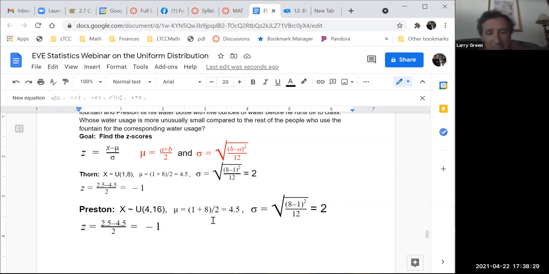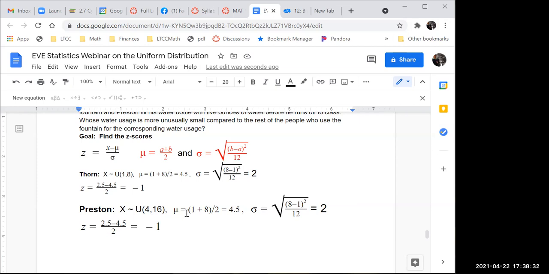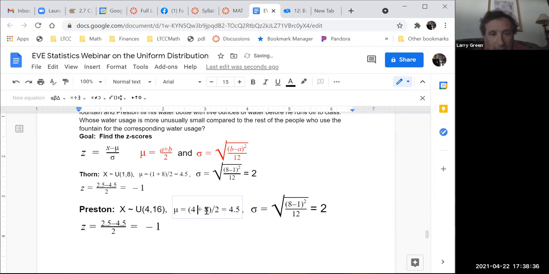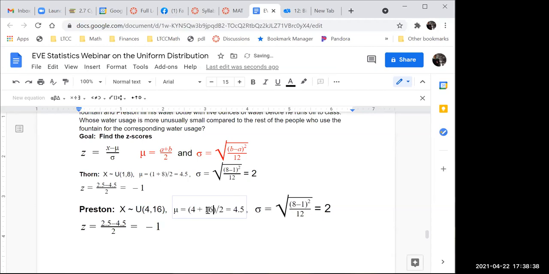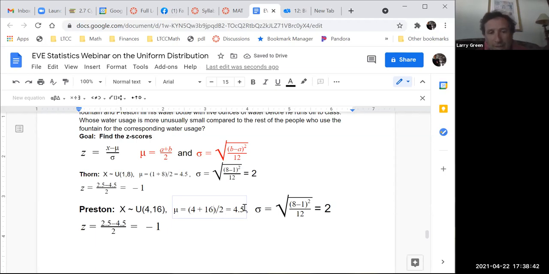It won't be 1 plus 8 over 2 because that was more. 16 divided by 2. Yeah, it'd be 4 plus 16 divided by 2. 4 plus 16 is 20. 20 divided by 2 is 10.